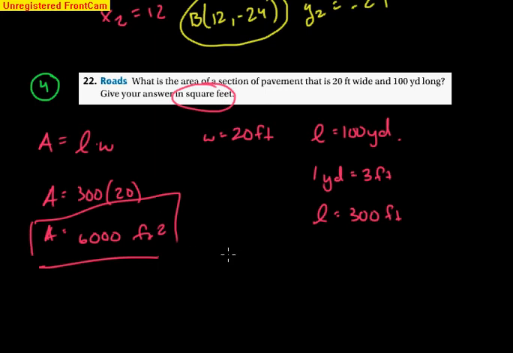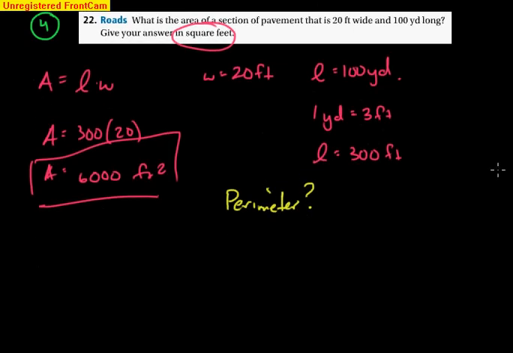Now, just to practice, what if I talked about the perimeter? Okay, let me slide it down a little bit. You don't need the whole problem. So for a rectangle, the perimeter is 2L plus 2W. So I'd plug it in. 2 times the length plus 2 times the width.